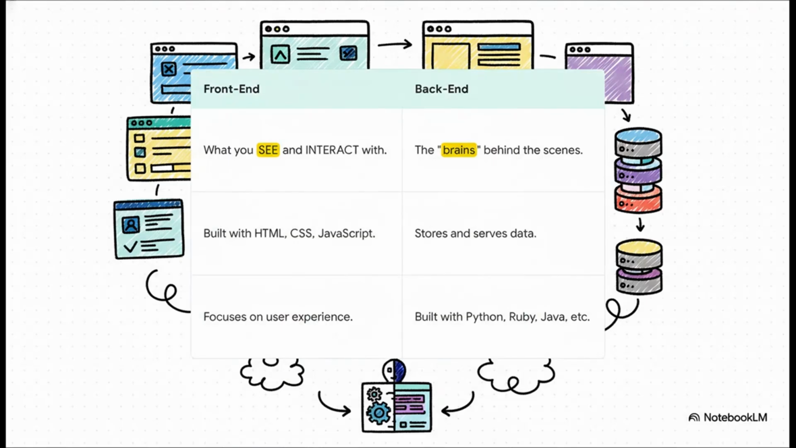You see, the web world is really split right down the middle. You've got the front end, which is everything you actually see and click on, the pretty visuals, the buttons, the layout. Then you have the back end. That's the powerhouse behind the curtain, the servers, the databases, the stuff that actually makes it all work. You can choose to be a specialist in one, or you can go full stack and try to master both.